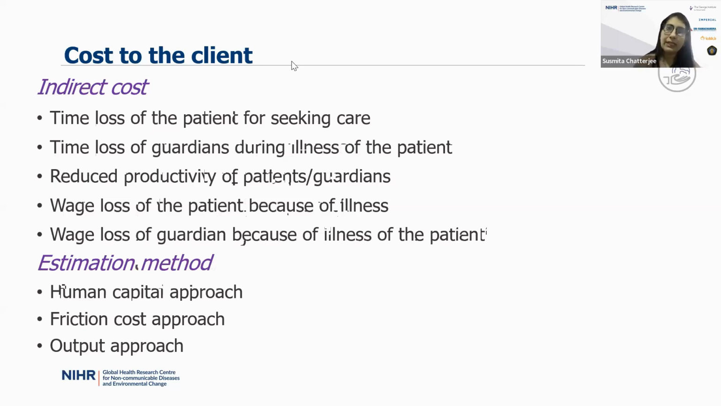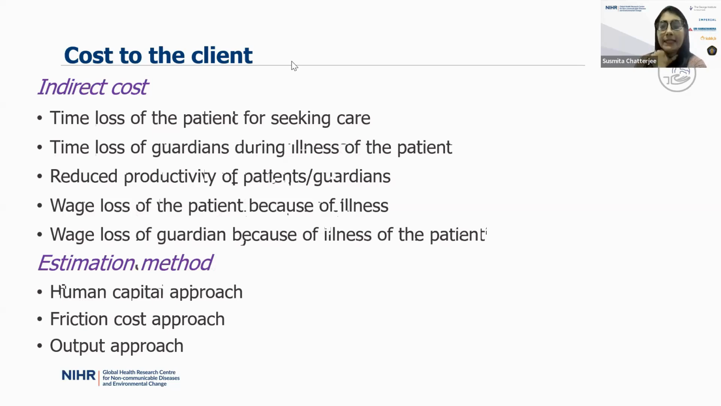We generally use the human capital and output approach for time loss, when we say it's the income loss. You can do the income loss calculation by asking one simple question: how many days of income did you lose? From that you get the number of days, and if you know the per day wage, you just multiply. That's how you can do it through the wage loss. But as I say, wage is a difficult thing to ask.